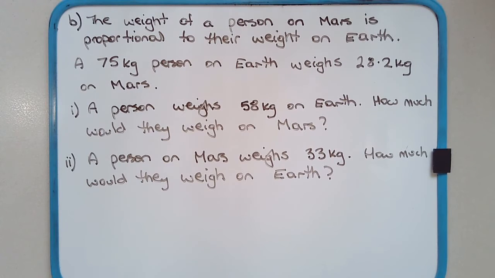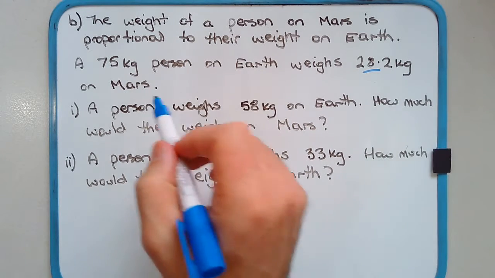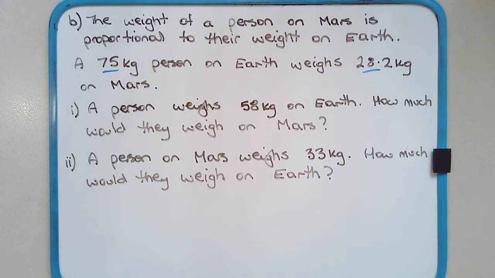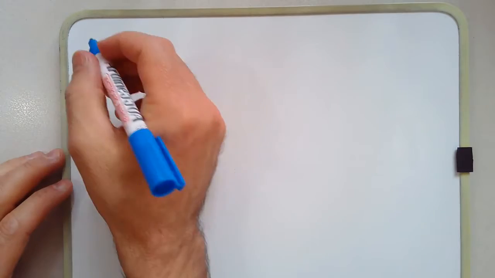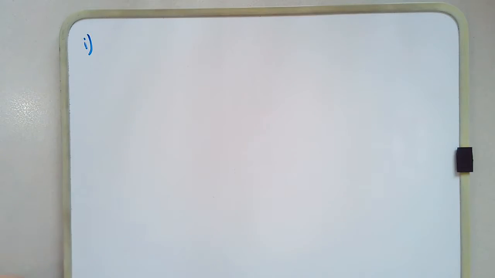Okay. So this one, it's not broken up or scaffolded as much as the previous example. But we do have some data that we can use, and we know that there's a direct linear variation occurring here. Okay. So I'm just going to answer on this board here. First of all, we need the variation equation.